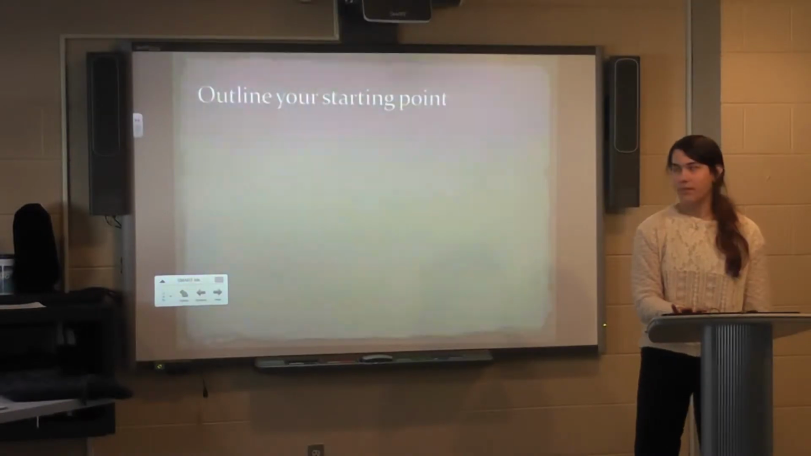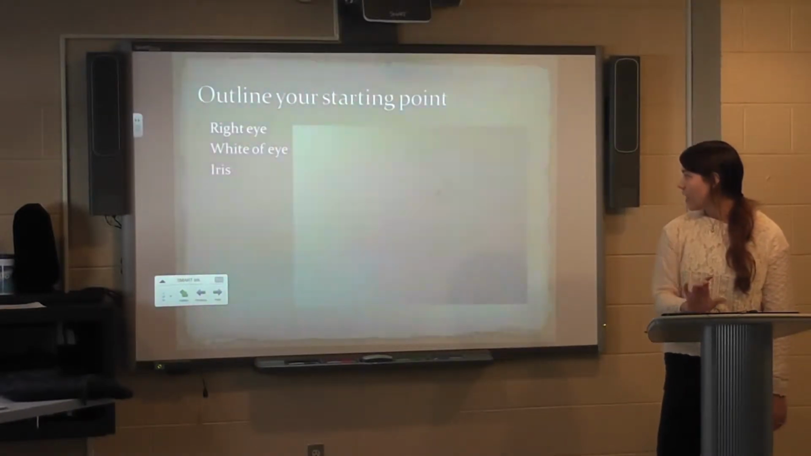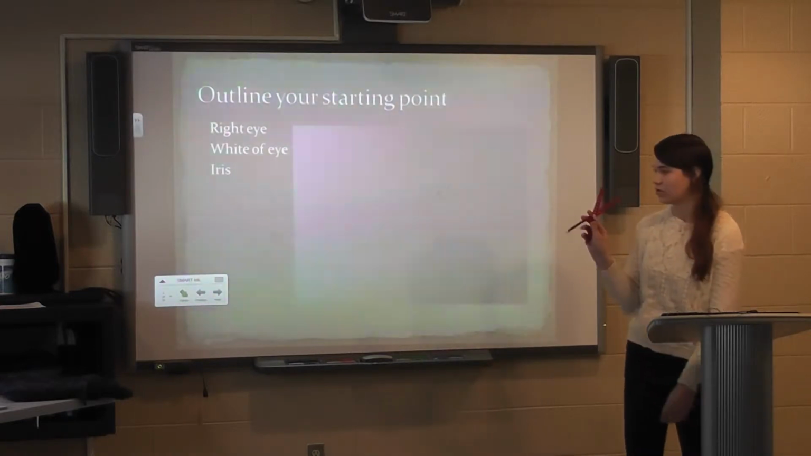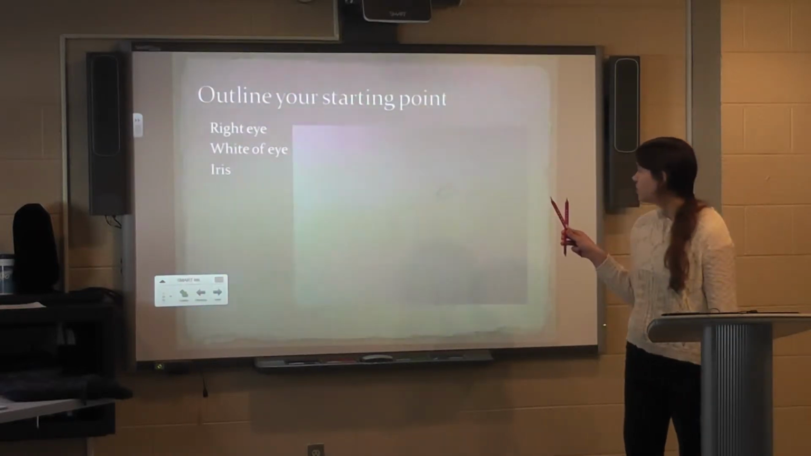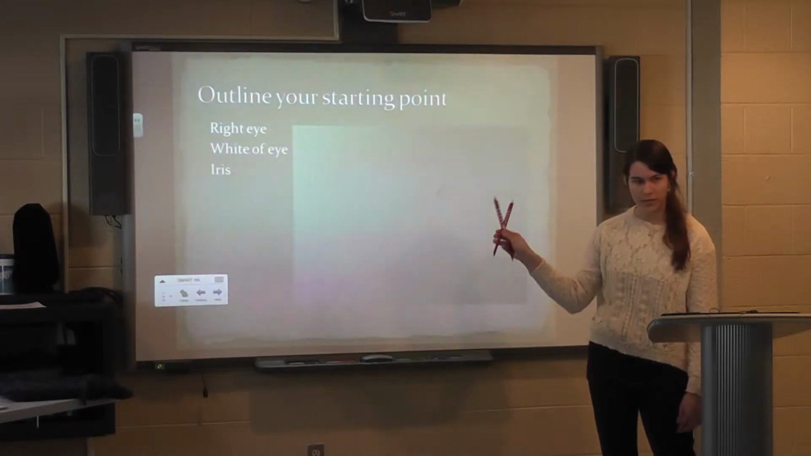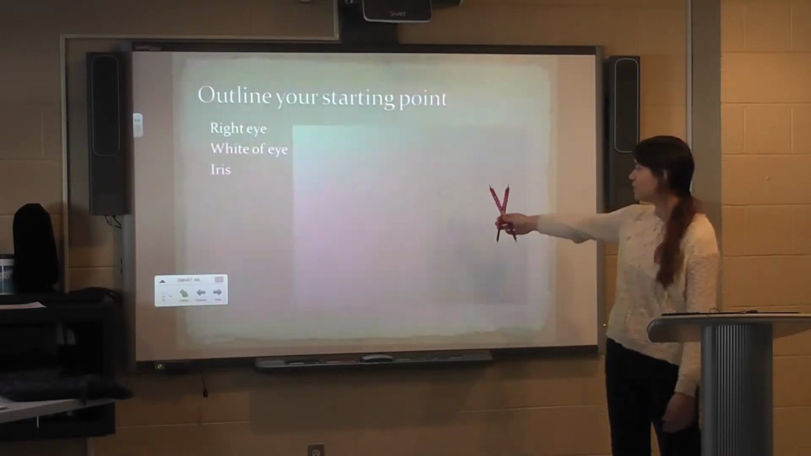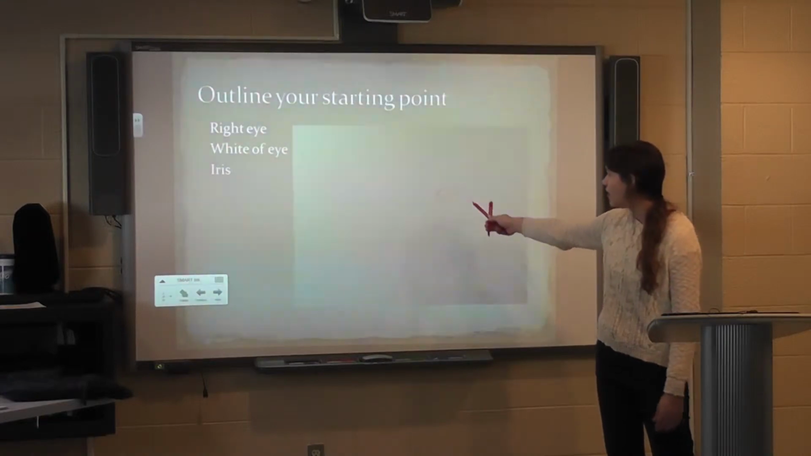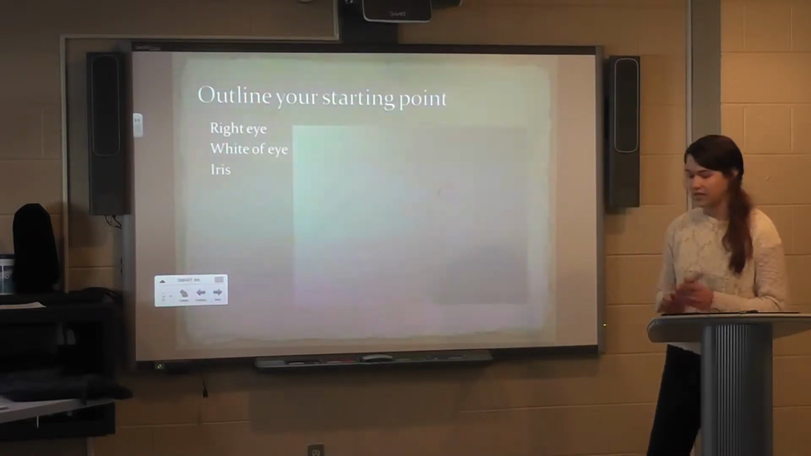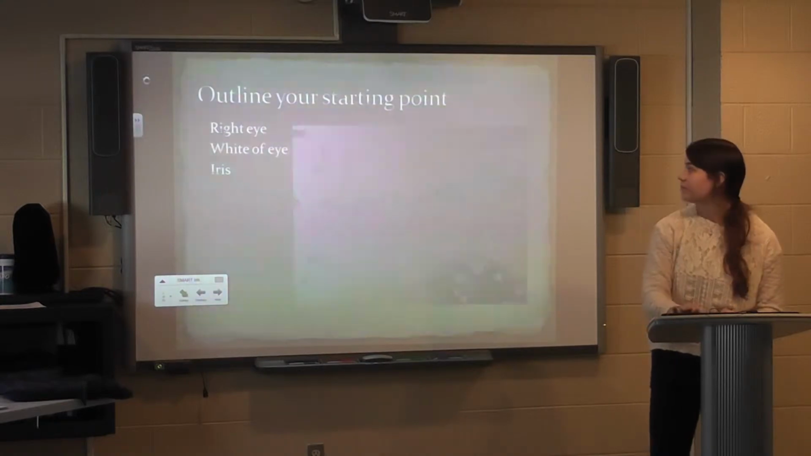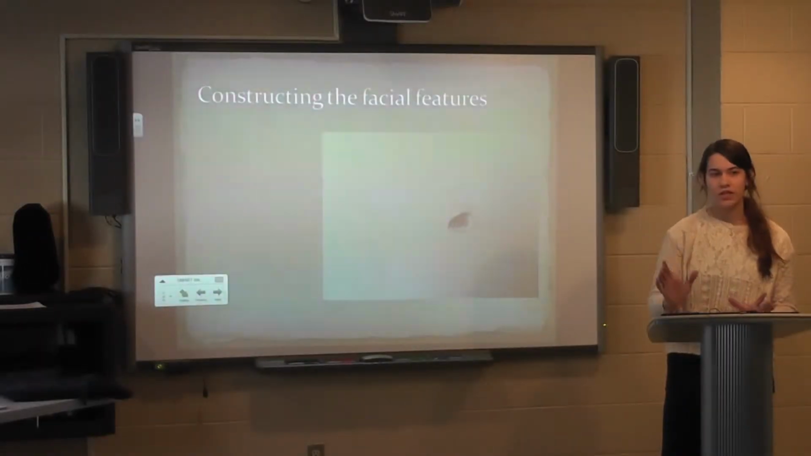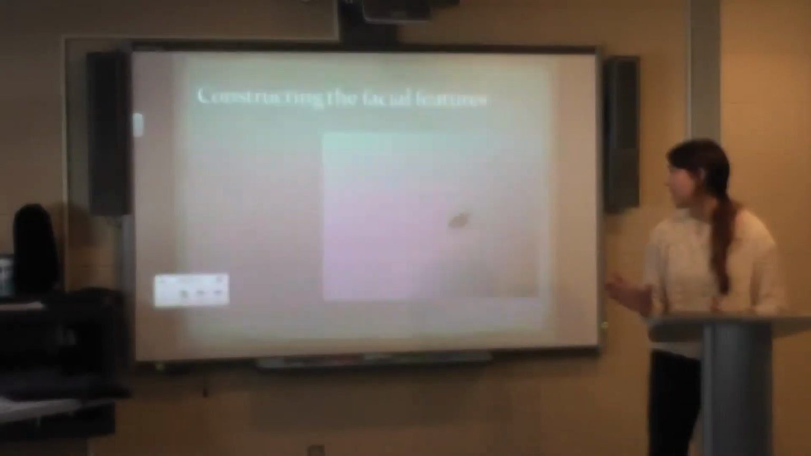You're going to want to start by outlining. I've used my protractor thing here to measure from the original picture to the other paper and draw a faint outline of the eye and the iris, the white of the eye as well. Then you can start constructing the facial features. You're going to measure everything from this one eye.